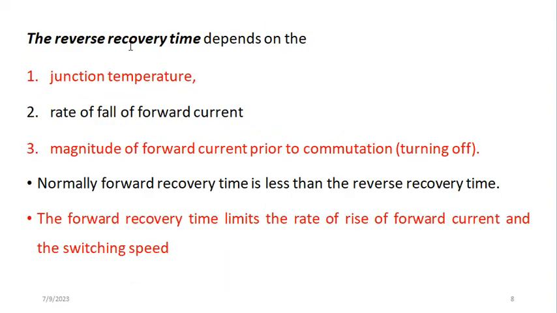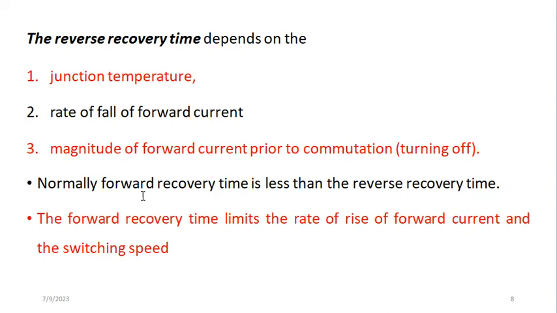Now, this reverse recovery time depends on three factors. The first one is the junction temperature. The higher the temperature, the higher the time for that reverse recovery. The second one is the rate of fall of the forward current. The higher the rate of fall of the forward current, the lesser the time for the reverse recovery. And the last one is the magnitude of the forward current prior to the commutation, that is, prior to turning off the power diode. When the magnitude is high, the reverse recovery time will also be high, and vice versa.